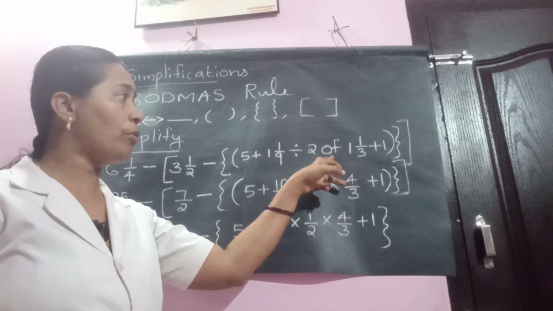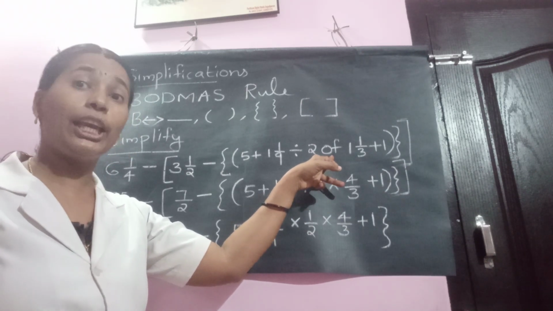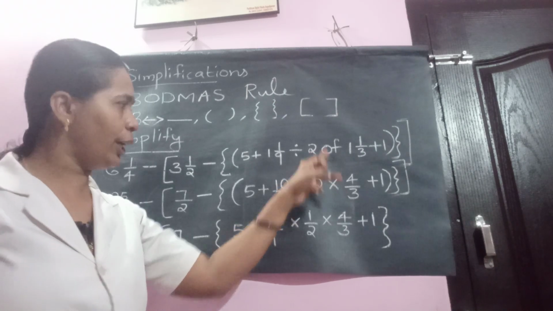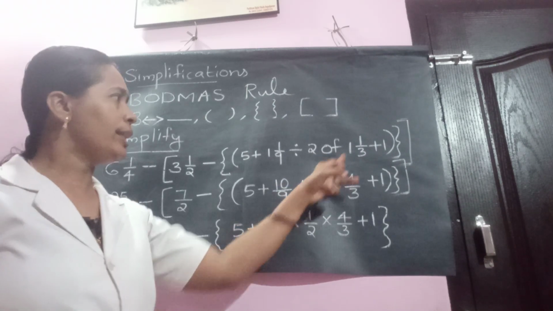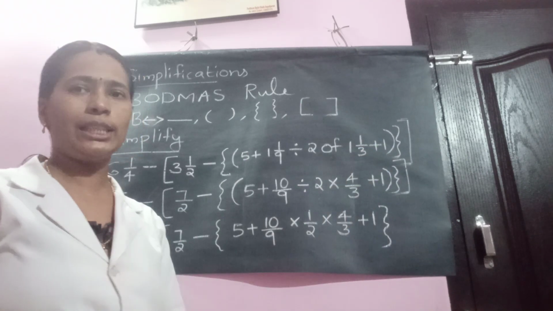Then here comes a word of. What does it mean, of? Of means into. Of means into. So teacher written into. Then comes 1 1 by 3 as 4 by 3. Plus 1 also has no change.